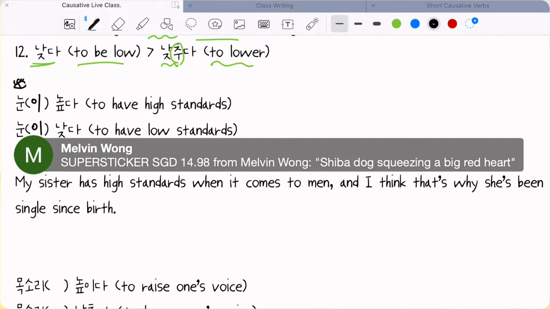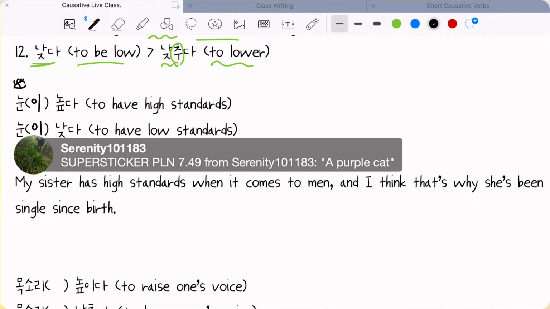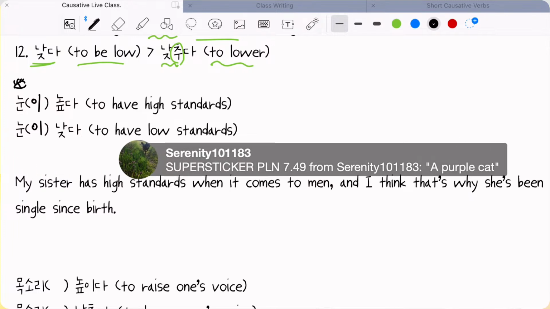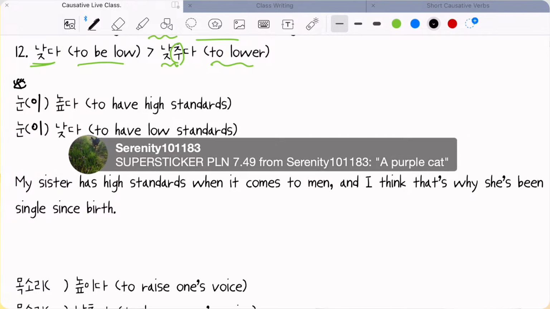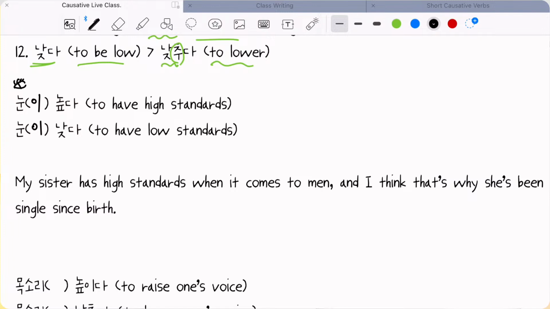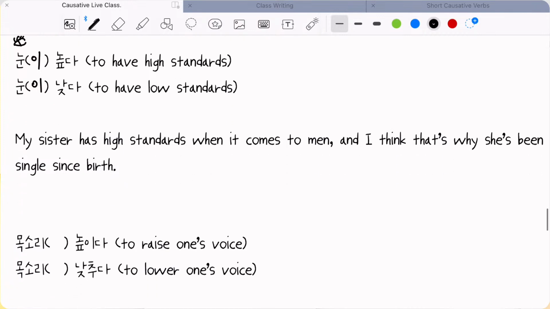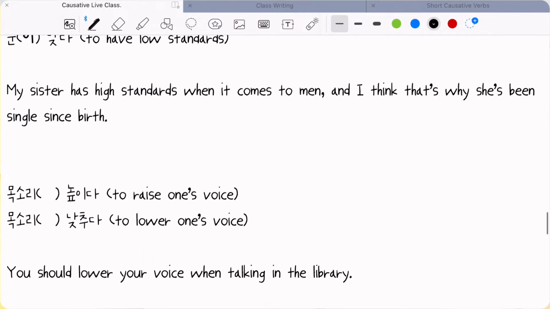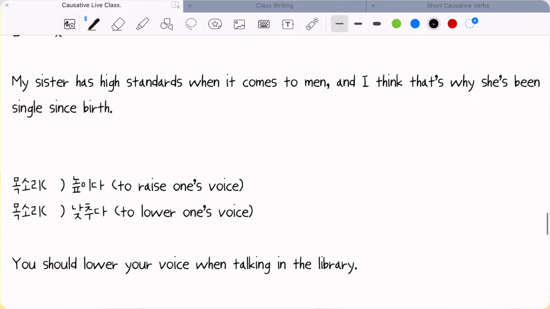Oh my gosh. And then Serenity Neem says a purple cat. So it's a description of the emoji, right? The emoticon that you use. I'm so sorry. Wow. All right. Okay. Melvin Neem, I hope that you're still here. I hope you didn't leave. Sorry about that. Okay, so getting back on.